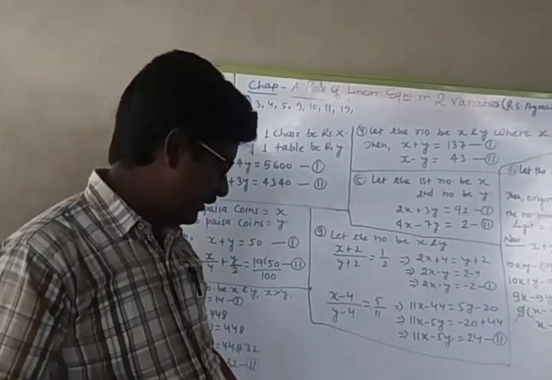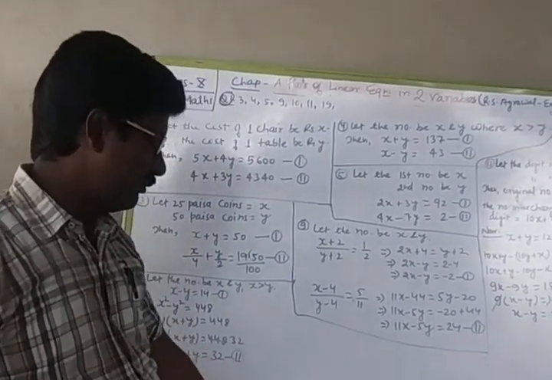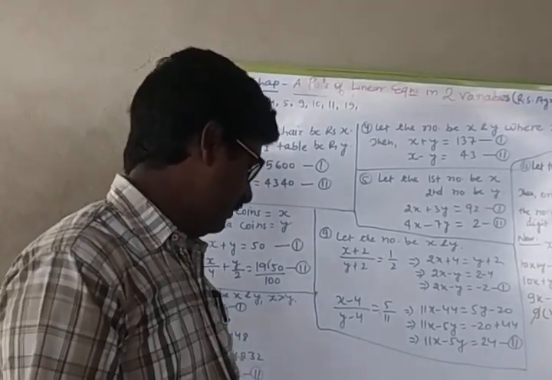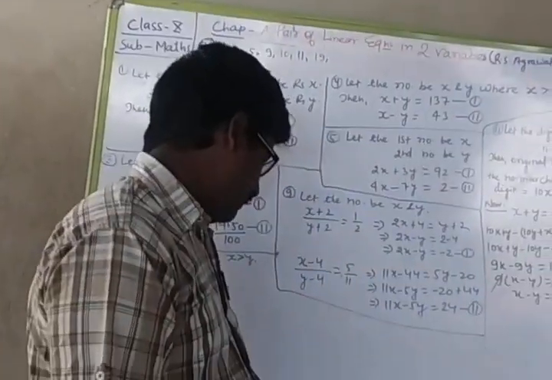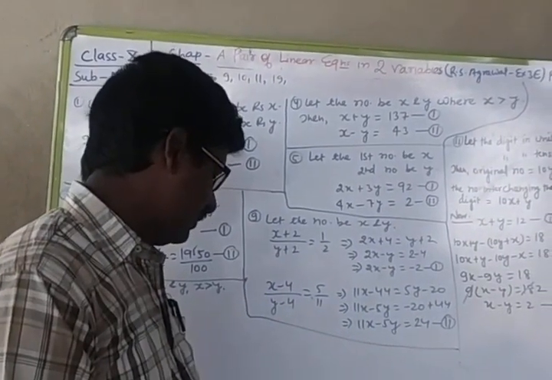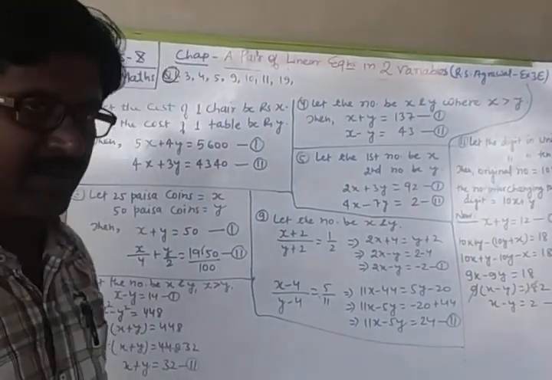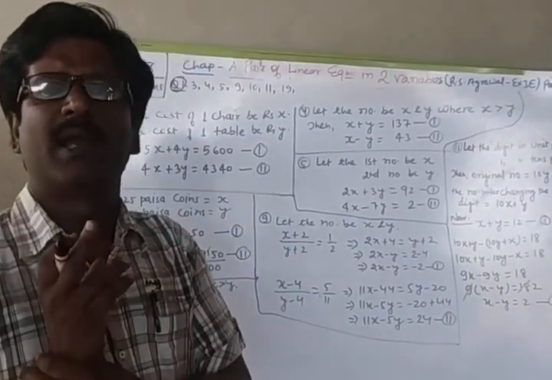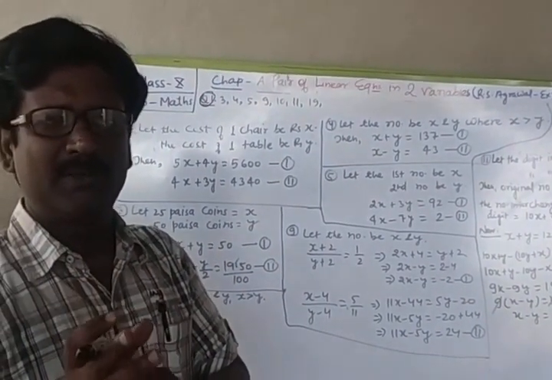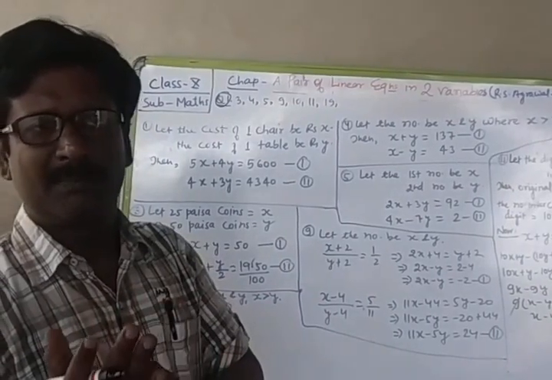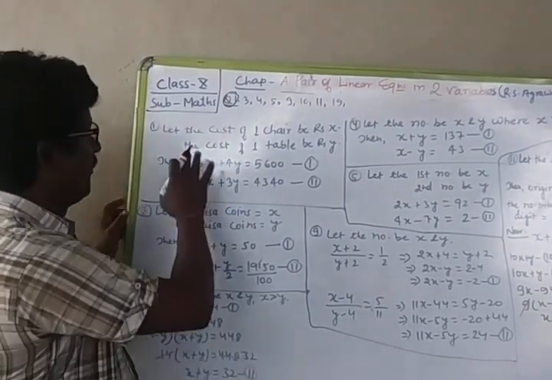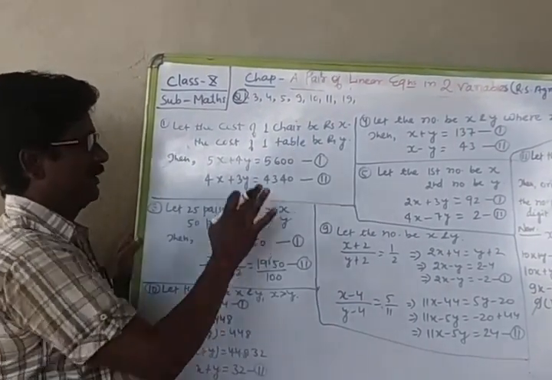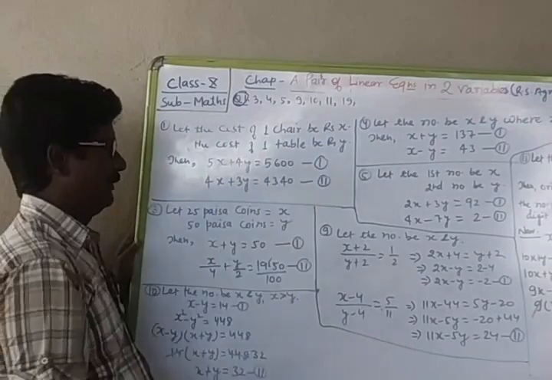In question number 1 it is given: 5 chairs and 4 tables together cost rupees 5600, while 3 chairs and 3 tables together cost rupees 4340. Find the cost of a chair and that of a table. Actually in this chapter, two variables we have to calculate, and one variable is supposed as x and the other variable is supposed as y. So for that, I have considered the cost of one chair as rupees x and the cost of one table as rupees y.